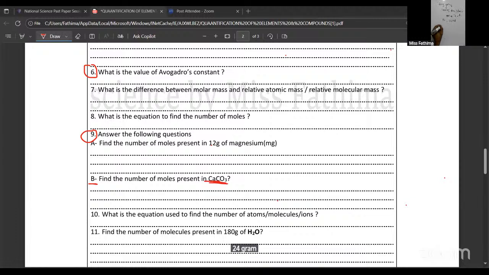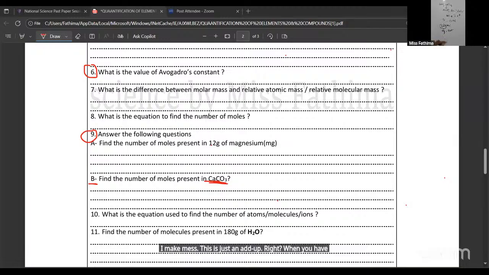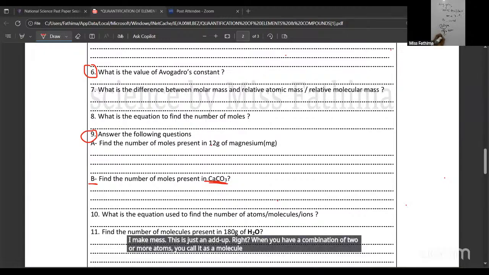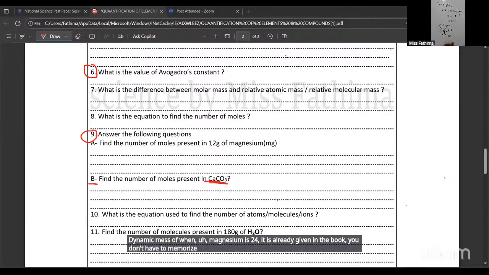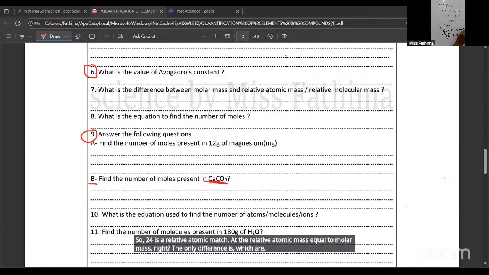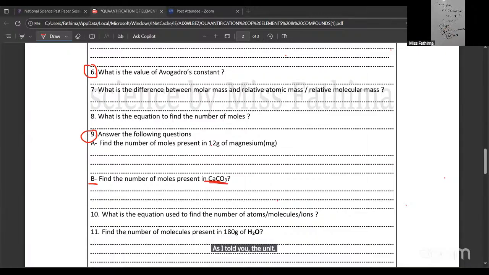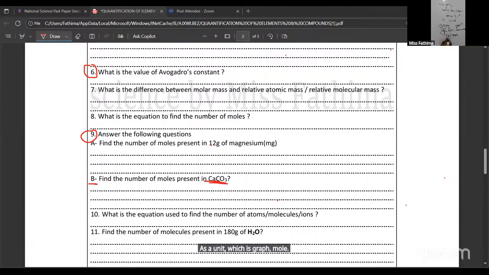24 gram per mole, is that for this one? You know that there's only one magnesium, so the relative atomic mass is 24. This is just an atom. When you have a combination of 2 or more atoms, you call it a molecule. The relative atomic mass of magnesium is 24. It is already given in the book. You don't have to memorize it. The relative atomic mass equals the molar mass. The only difference is the unit. Relative atomic mass or relative molecular mass does not have a unit, while molar mass has a unit, which is gram per mole. Then 24 gram per mole as we got. Understood?